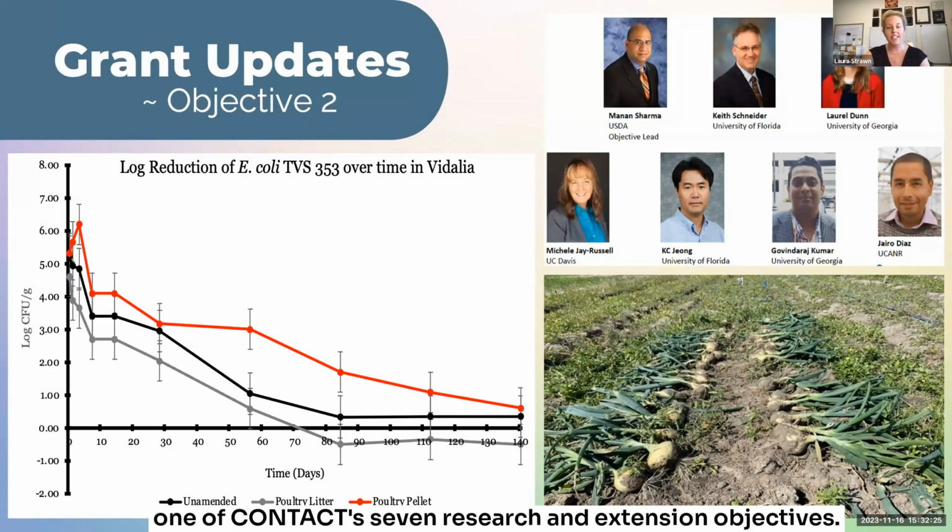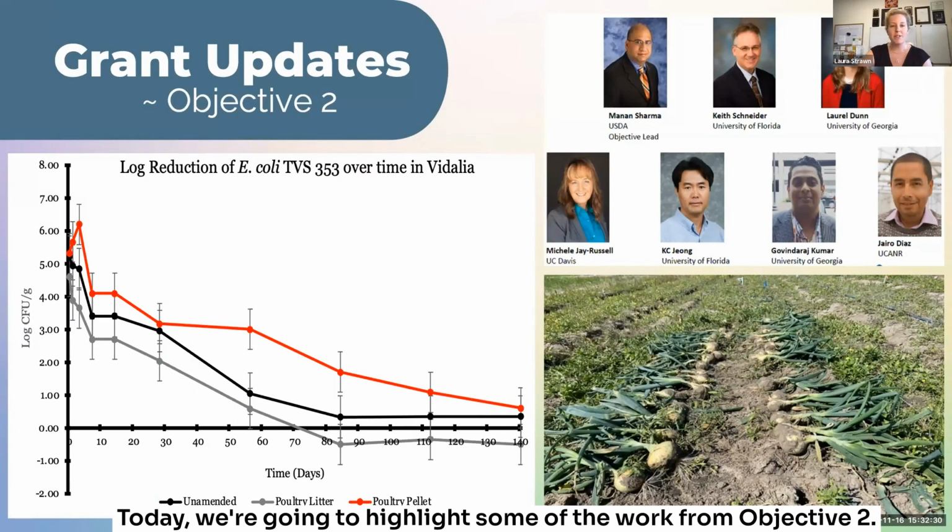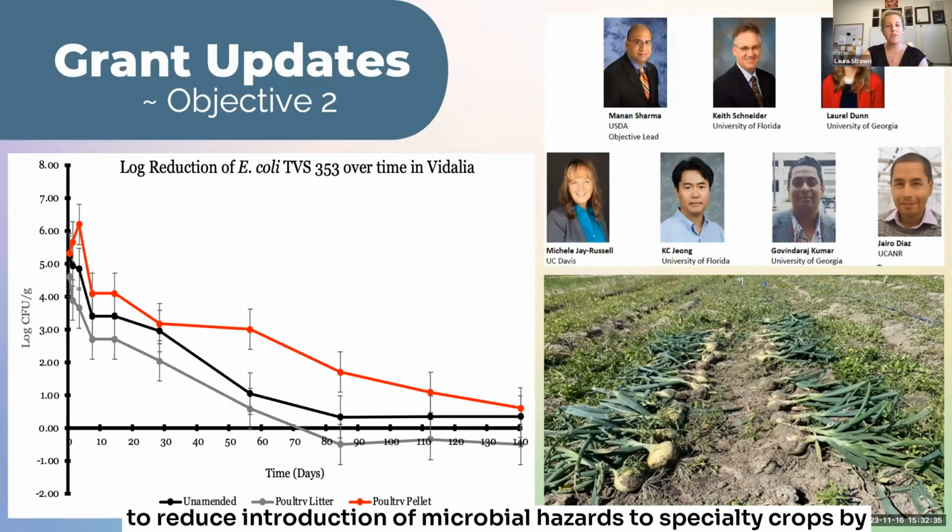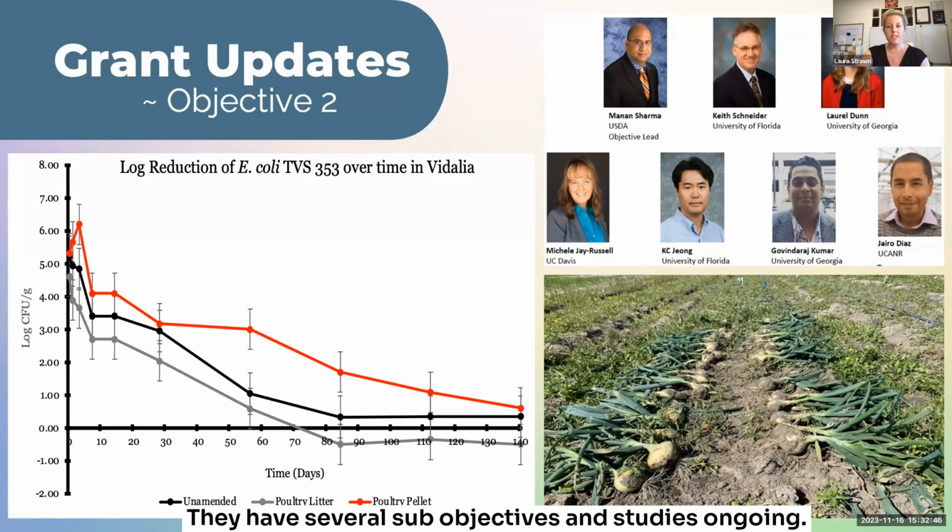This year, we'll begin each webinar with an update about one of Contact's 7 research and extension objectives. Today, we're going to highlight some of the work from Objective 2. As a reminder, Objective 2 is focused on discovering strategies to reduce introduction of microbial hazards to specialty crops by biological soil amendments of animal origin during production. They have several sub-objectives and studies ongoing. Here, though, we're going to take a sneak peek.